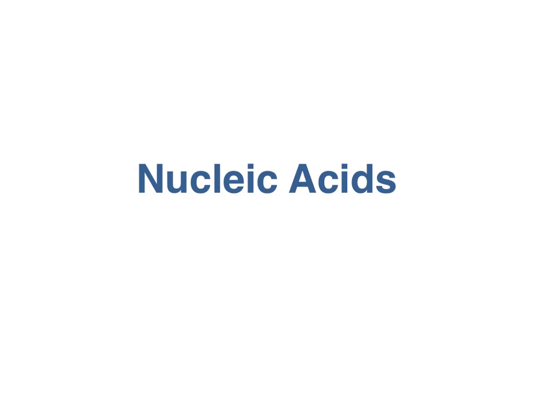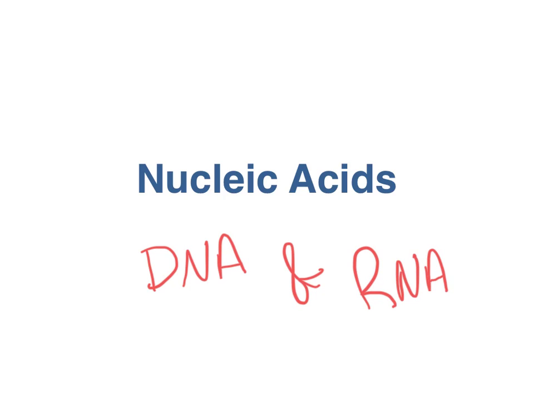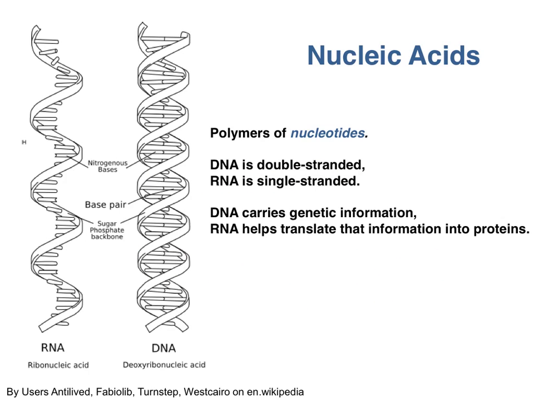In this video, we'll be talking about the nucleic acids, and by nucleic acids, I mean DNA and RNA. DNA and RNA are both large, complex molecules, and they are polymers of molecules called nucleotides. DNA is double-stranded, so this is DNA here. You can see there's one strand wrapping around that way and a second strand on the other side.